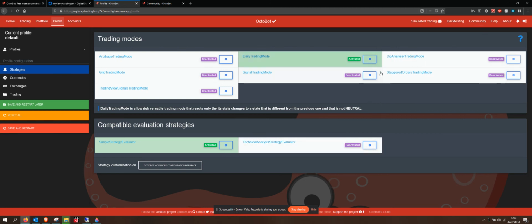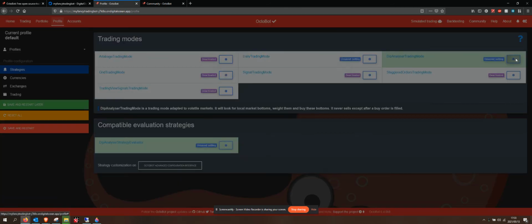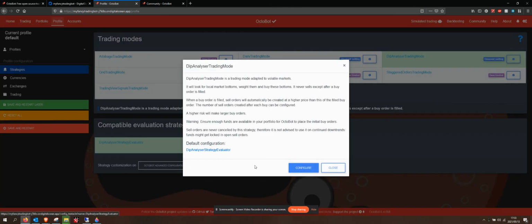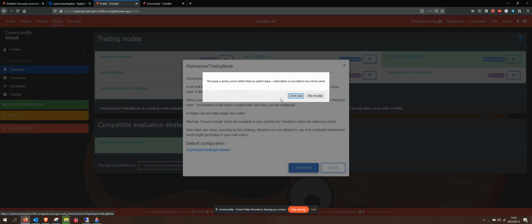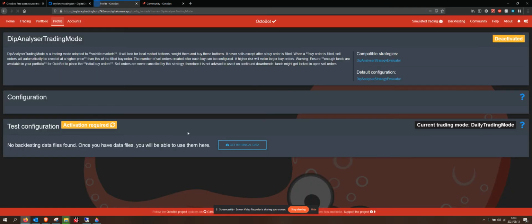So the one that I've been using, and I've been using it with great success, is the dip analyzer trading mode. Let's just go and click on that, and it says there are unsaved settings. Let's go in there, and I'm going to go and configure. Yes, I want to leave the page. I want to set this up.